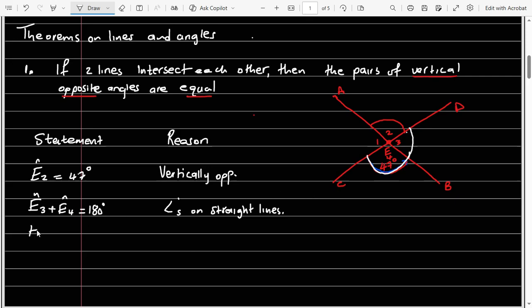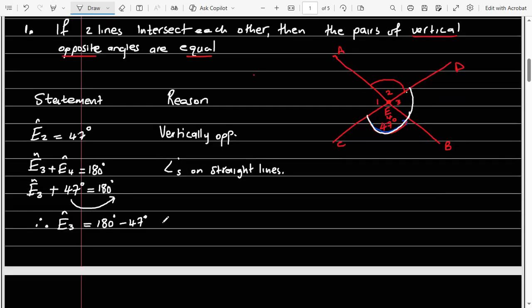We know that E4 is 47 degrees, so I'm going to add this and equate it to 180. When I solve, the 47 has to come to this side to become negative. Therefore, I can write my angle E3 to be equal to 180 degrees minus 47 degrees. The answer that you get when you subtract the two will be your angle E3.